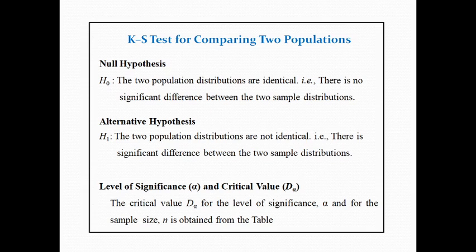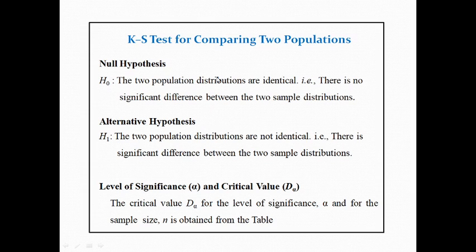That means the samples coming from those populations have a significant difference between the two populations. Okay, so in the same way as in the case of goodness of fit, we have to find the D alpha, that is the critical value, based on your level of significance and your sample size. Here the sample size is the same in both populations.